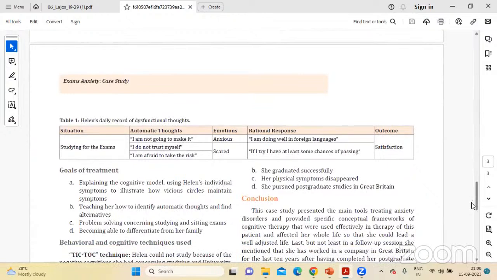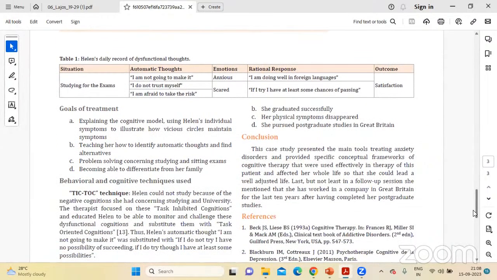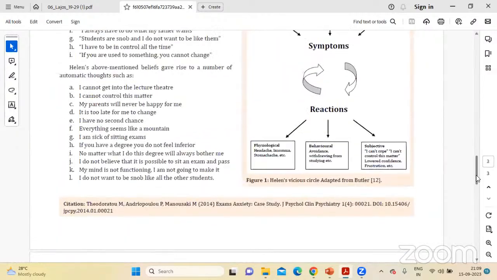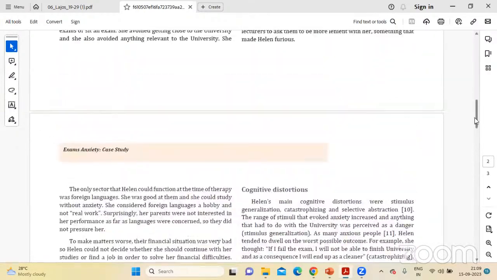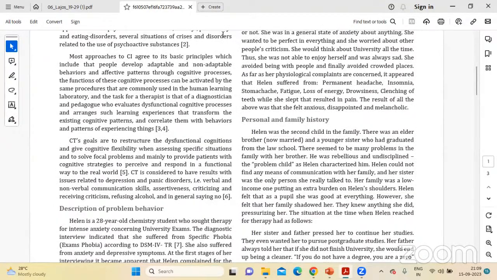So you can use different methods. It's not like you have to adhere to a very specific protocol for presenting your case study. You can use different methods, and you can have this flexibility to understand and compare different methods to present a case study. All right, so I will share this paper as well, so you can have a better understanding of how you can present the case study.